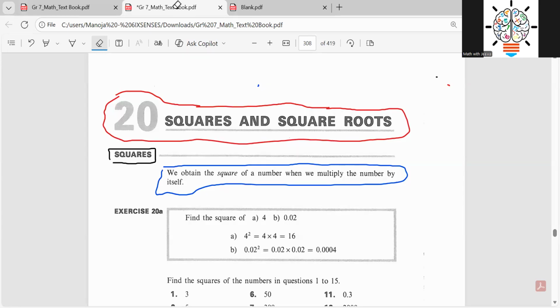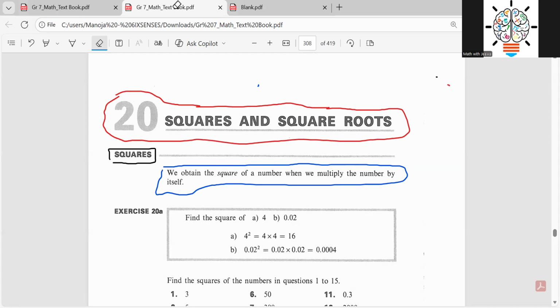You know that we have a special quadrilateral where all the four sides are equal. That shape is also a square, but this is not that square. That is a 2D shape. Here we are talking about squares of numbers. We obtain the square of a number when we multiply the number by itself.